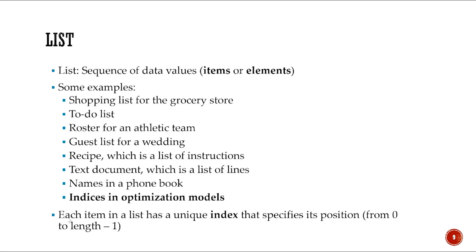Each item in a list has a unique index that specifies its position. So a position is assigned to each item in the list, and it starts from 0 to length minus 1. You are going to see several examples, and we use this index to update values or manipulate values in lists. But for now, remember that each item in a list has a unique index, which shows its position.